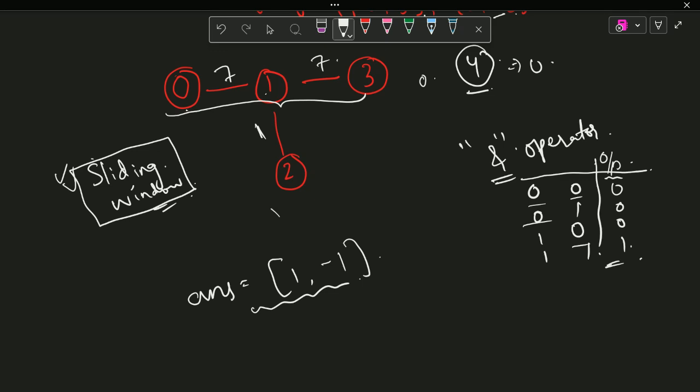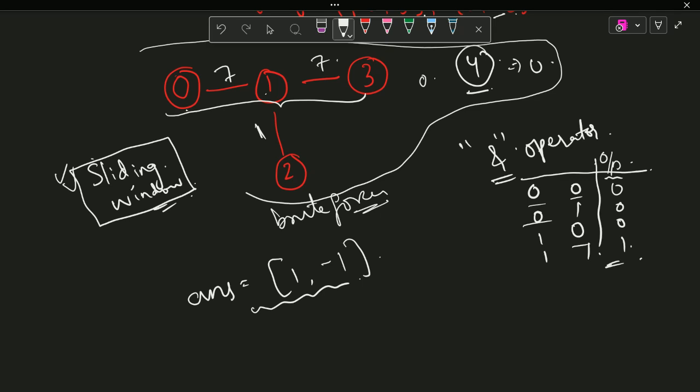This is the brute force approach. The brute force approach is creating a connected component and calculating the answer for each query.